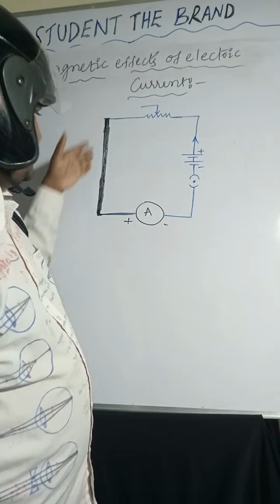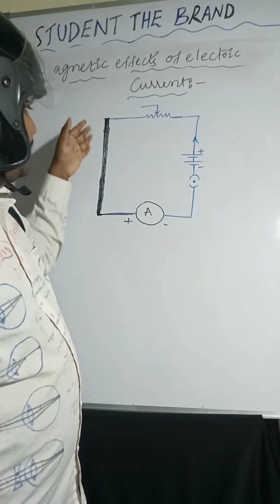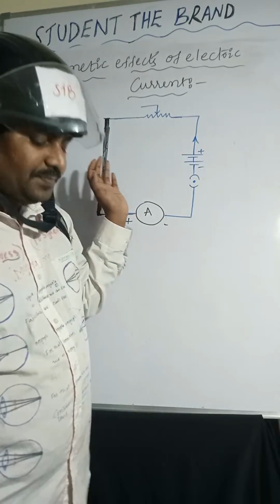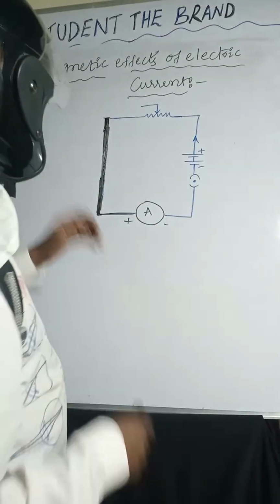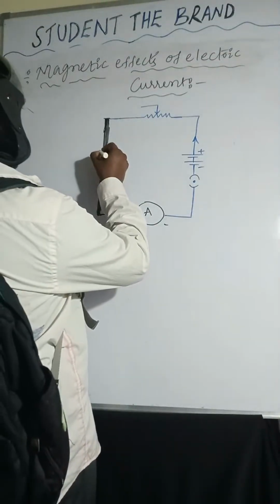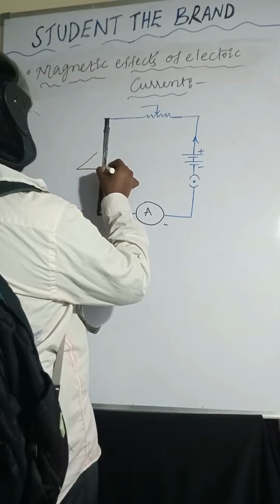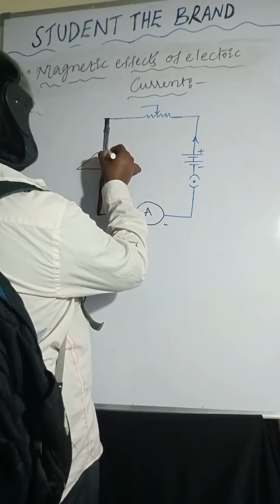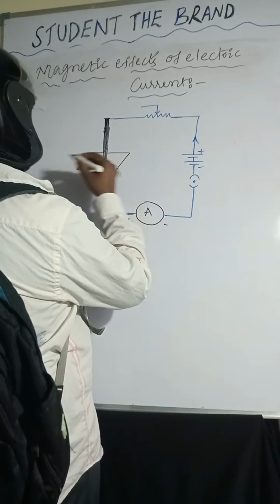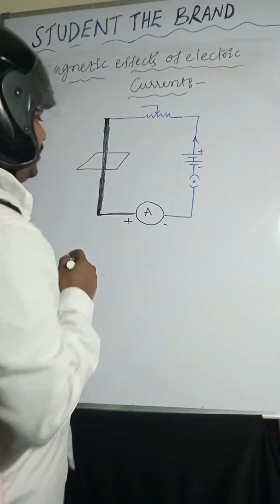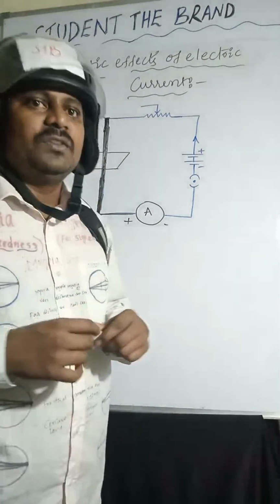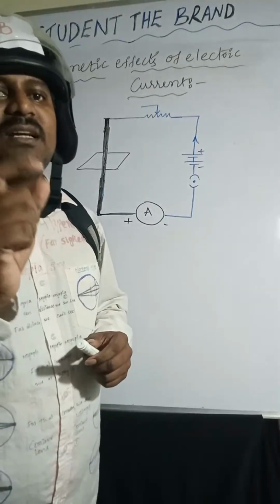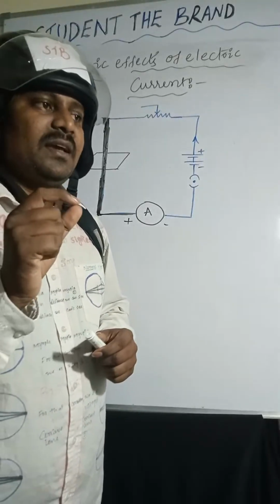So in this thick copper wire or conductor, around it the magnetic field will be produced. How can you identify this magnetic field? By using a compass.